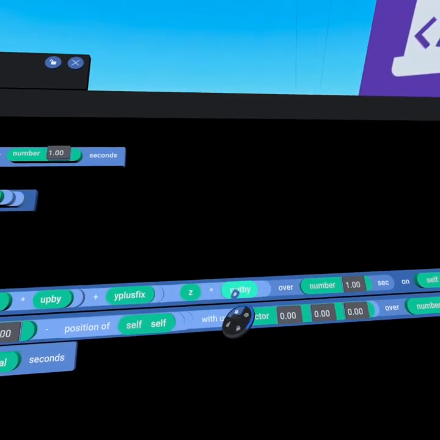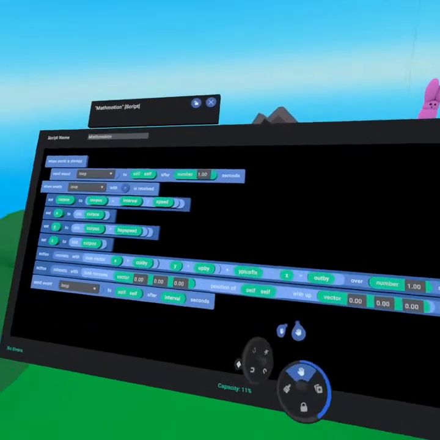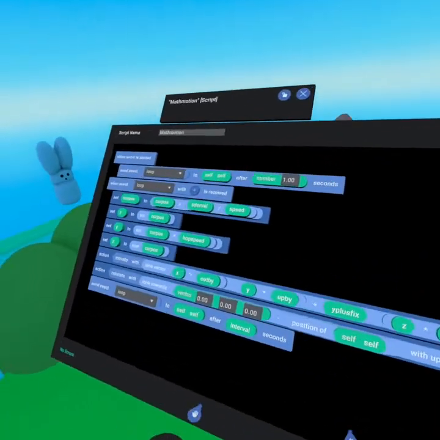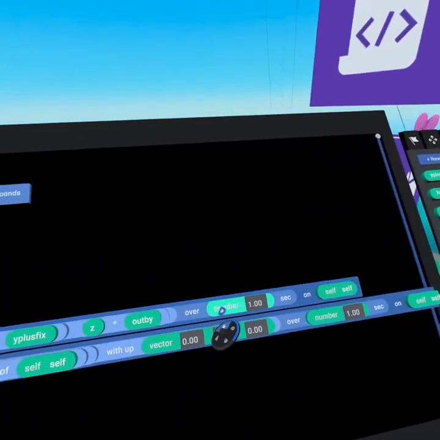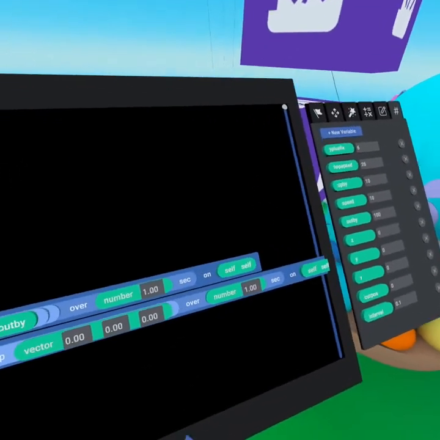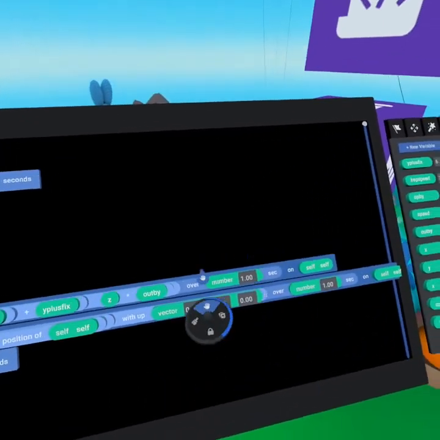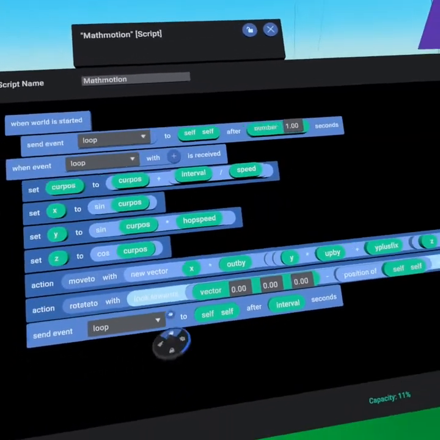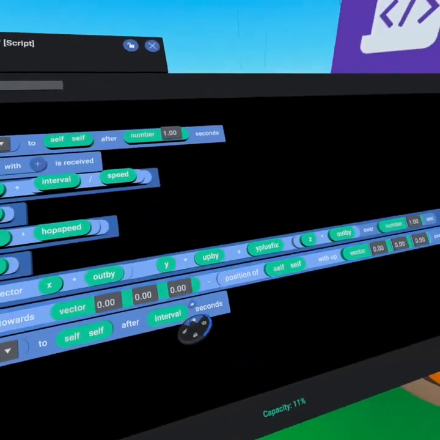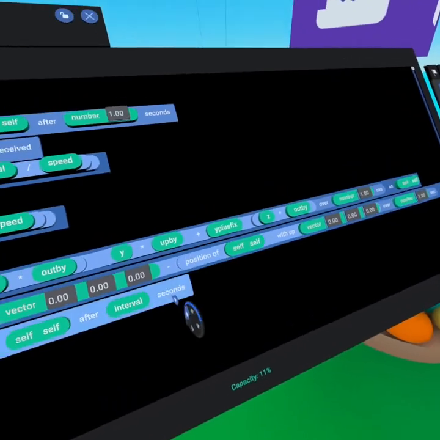Then we have z times out by, so this moves our z also out by 100, because x and z create the circle. Then we do this over 1 second, so this gives us a smooth motion, and then we're going to constantly update this every 0.1 seconds. Then we rotate with look towards 0, 0, 0 minus the current position of self.